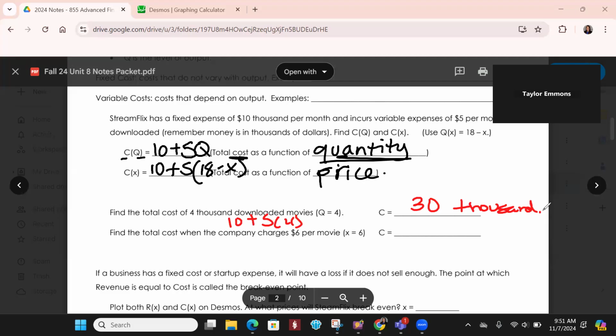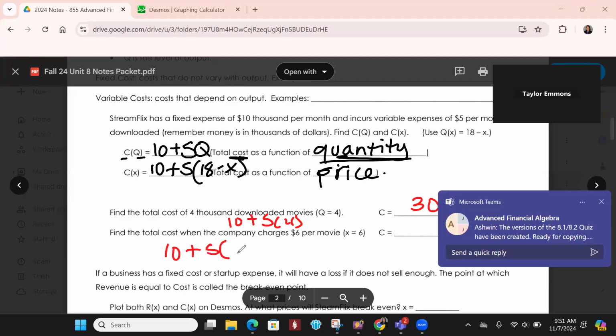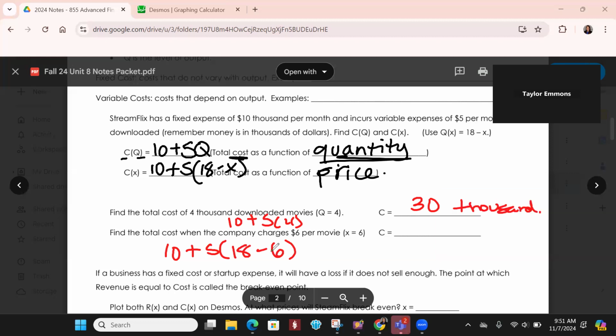So we're using the cost formula, right? Because it's asking for total cost. So we're going to say 10 plus 5 times 18 minus 6. 18 minus 6 is 12. 12 times 5 is 60. 60 plus 10 is 70.